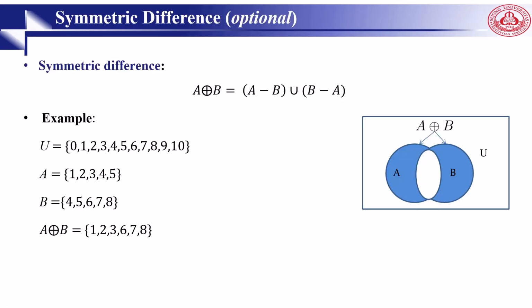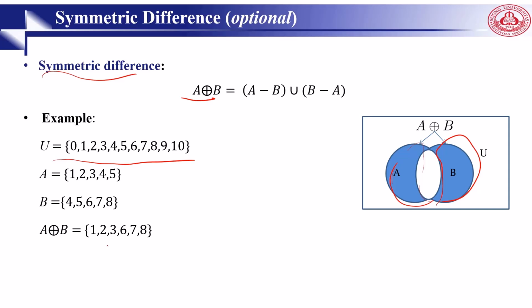The symmetric difference of A and B, which we show by plus circles, is A minus B union B minus A. This part and this part. You can say union minus intersection. So if we have a universal set as 0 to 10 and A is 1, 2, 3, 4, 5, B is 4, 5, 6, then the symmetric difference of A and B is sum minus common.